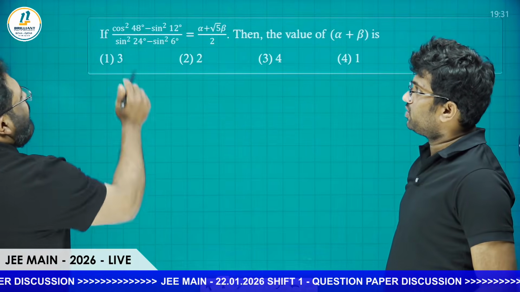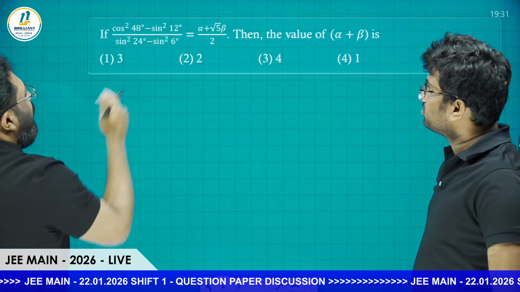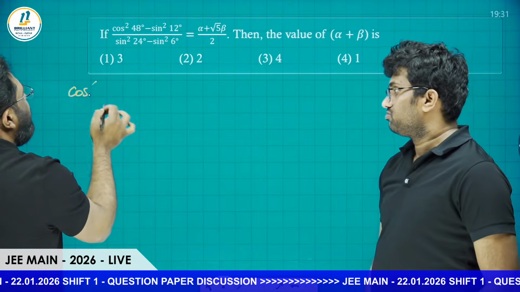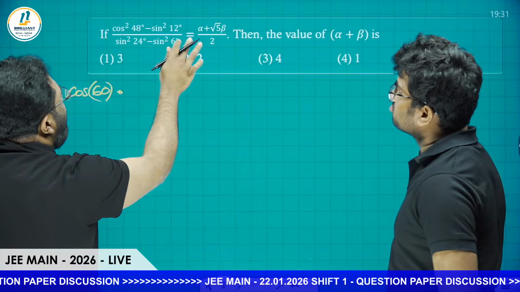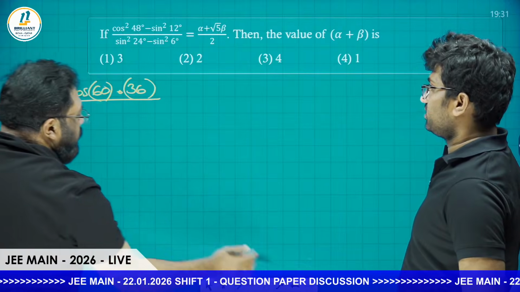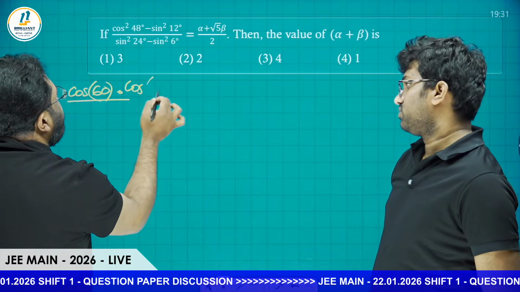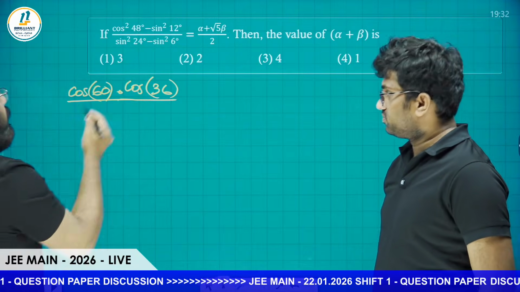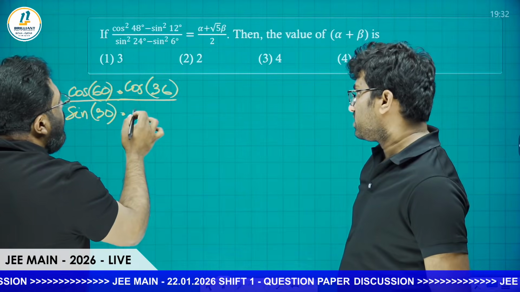Here is a simple question. This is cos squared a minus sin squared b. Direct formula: cos(a plus b) into cos(a minus b), which is going to be cos of 48 plus 12, cos 60, and cos of 48 minus 12, cos 36. Divided by sin squared a minus sin squared b, which is sin(a plus b) into sin(a minus b), going to be sin of 30 into sin 18.